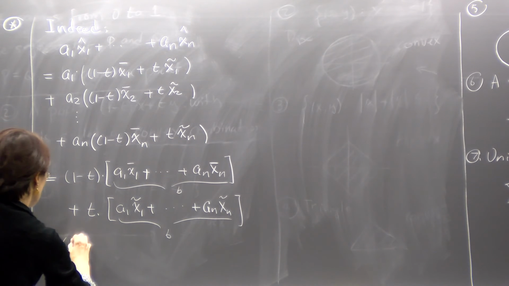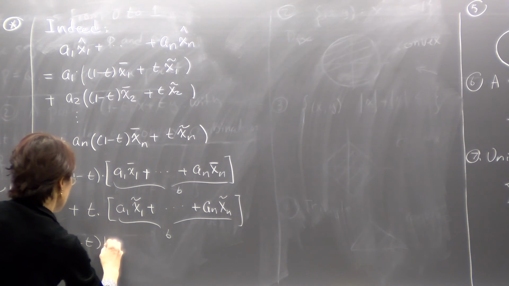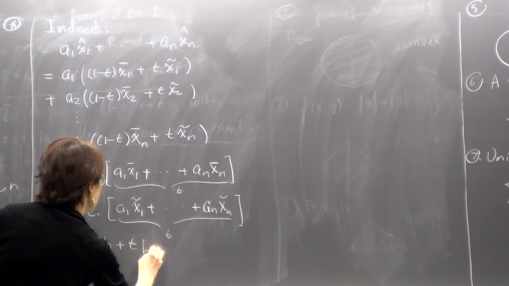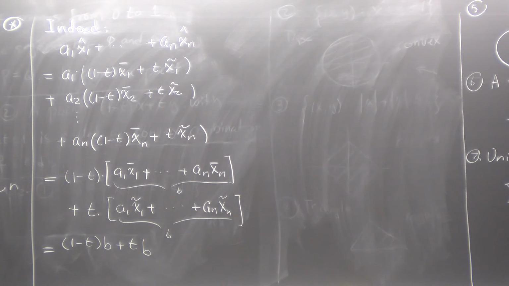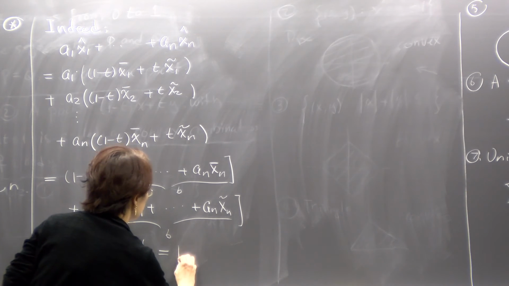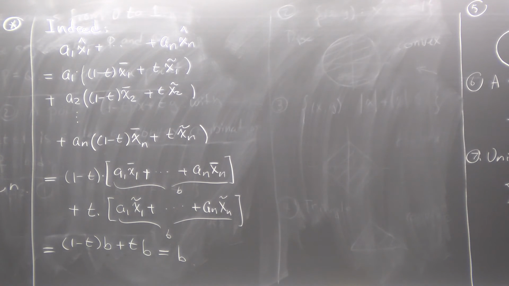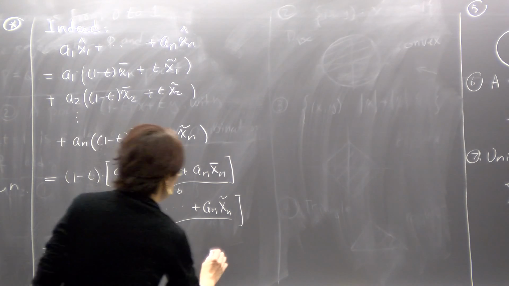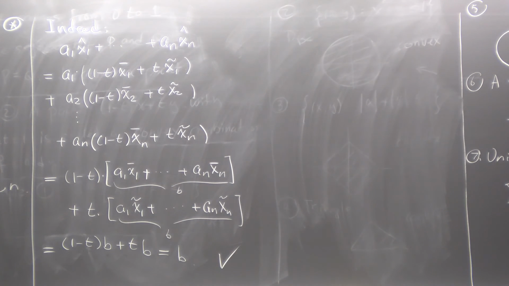So I have 1 minus t times B plus t times B. Canceling out tB, negative and positive, all I have left is B. And that's the right-hand side of the equation star that I want to show. Isn't that right? So I'm done. So which means the set is convex.